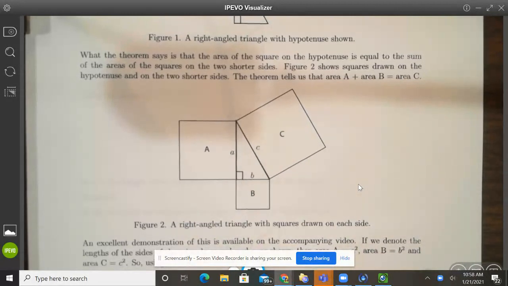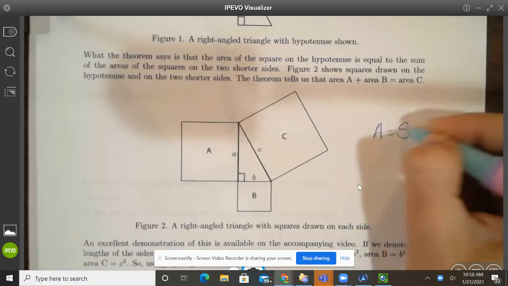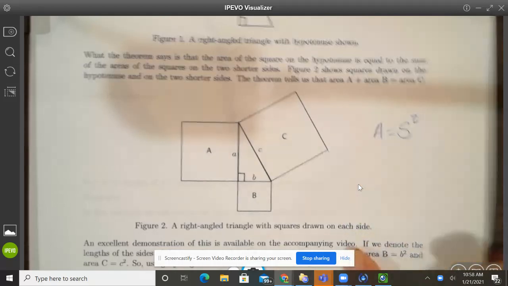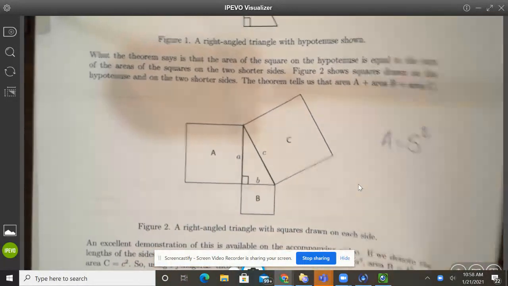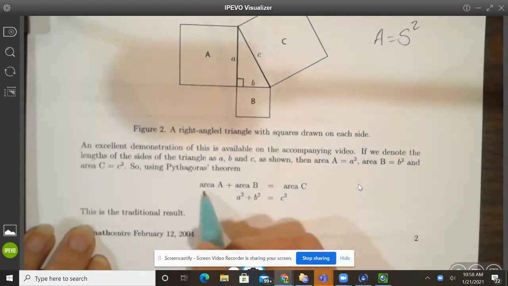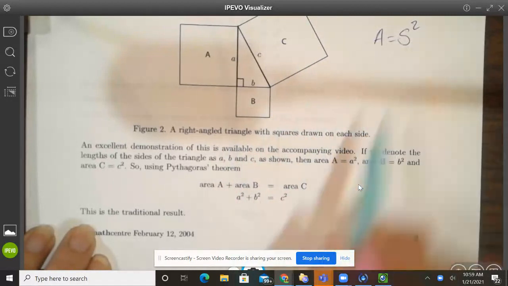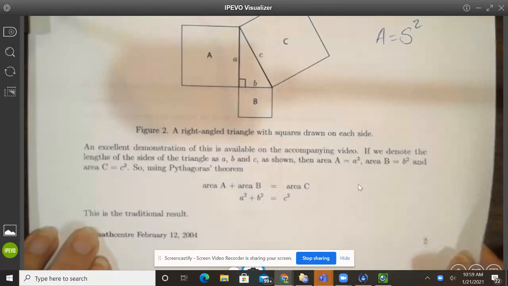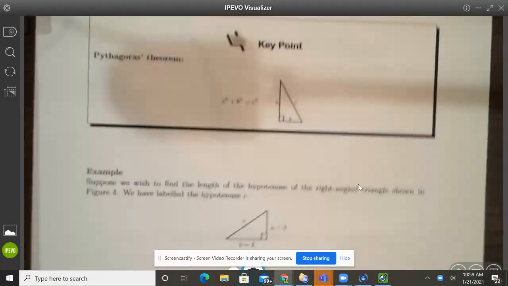Now, think of areas, right? The area of a square, the formula is this. So we're talking about the area of this equals the area of that. That's pretty much what it says, okay? And we use this formula, a squared plus b squared, so area of A plus area of B equals area of C. Notice that these are all squared, okay? So that's a little introduction of what we're looking at, the theorem of Pythagoras.